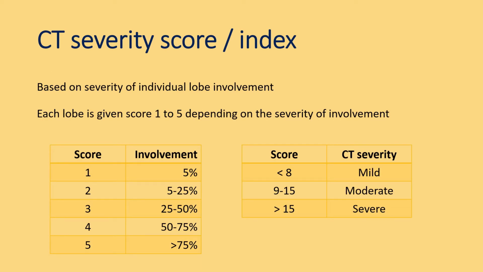The CT severity score or index is based on severity of individual lobe involvement. Each lobe involvement is given a score of 1 to 5 depending on the severity of involvement. A score of less than 8 is considered to be mild, 9 to 15 as moderate and more than 15 as severe. In some places, a score of 9 to 17 is taken as moderate and more than 17 as severe. Since the CT severity score takes into account only the severity of lobe involvement and does not indicate the nature of involvement, this does not correlate with clinical severity.